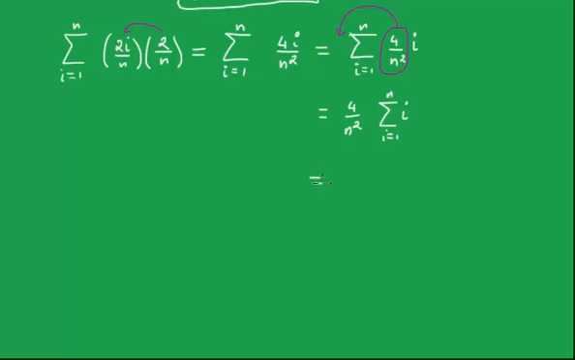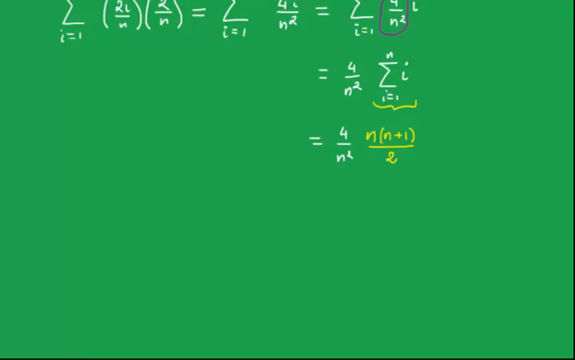which is the same as 4 over n squared times what's in yellow here, it's a usual formula that we have seen before. So what does that equal to? It's equal to n times n plus 1 divided by 2. And at this point here, if there is some simplification that we can make here, we can go ahead and do that.